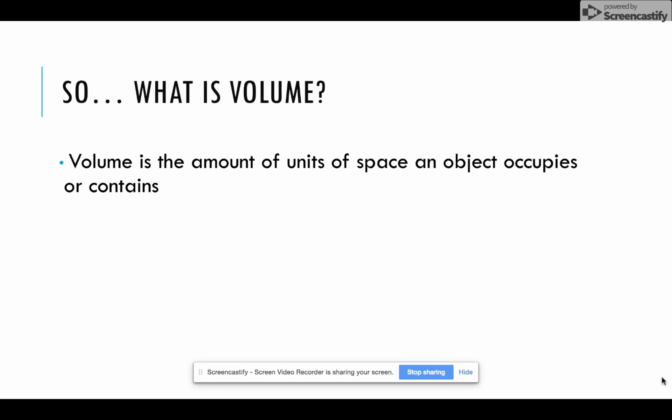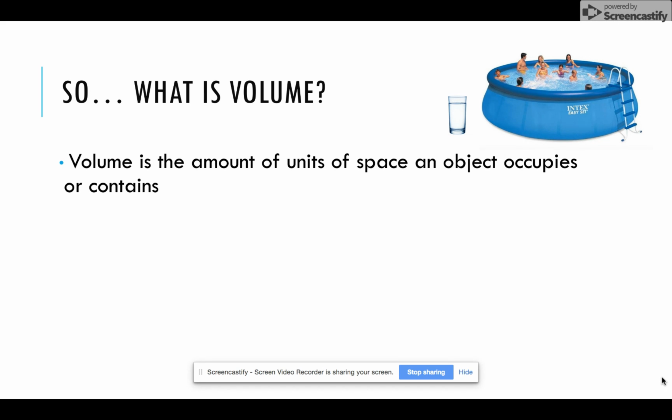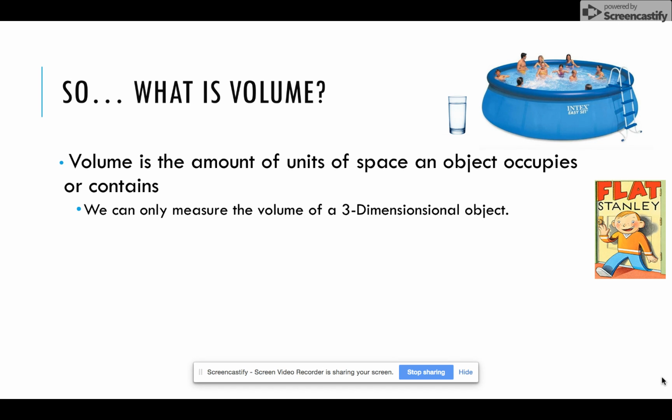So let's take a look at some other water containers, a glass and a pool. Which one has the smaller volume? That's right, the glass has a much smaller volume than the pool. The pool can contain far more water than the glass. It's important to note that volume is a measure that can only be used for 3-dimensional objects, not flat or 2-dimensional objects like flat Stanley here.